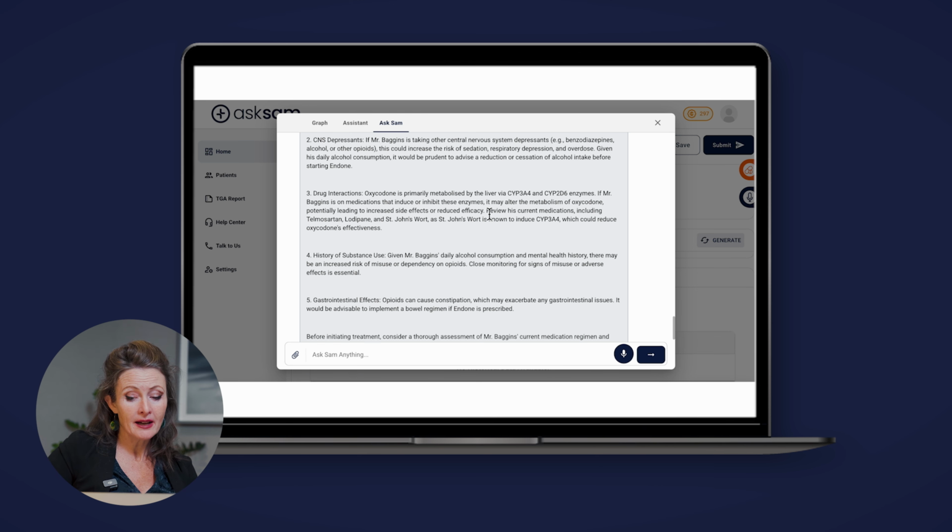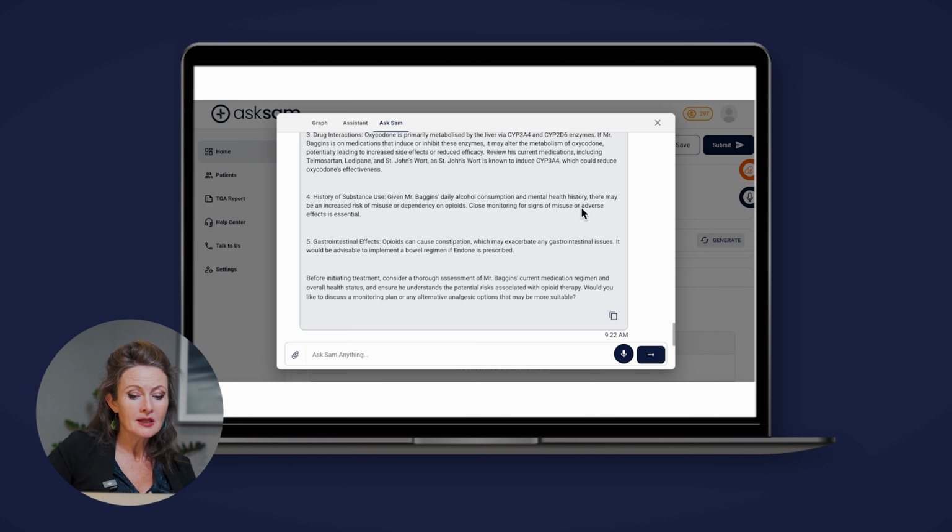It talks about how Endone is actually metabolized through the CYP enzymes. And given the history of substance abuse, Sam is also giving us those recommendations as well. So you can see how Sam has considered the entire picture, not just the general drug interactions, but this patient's specific medical history, including their substance use history, their current health conditions, and other medications that they're taking.